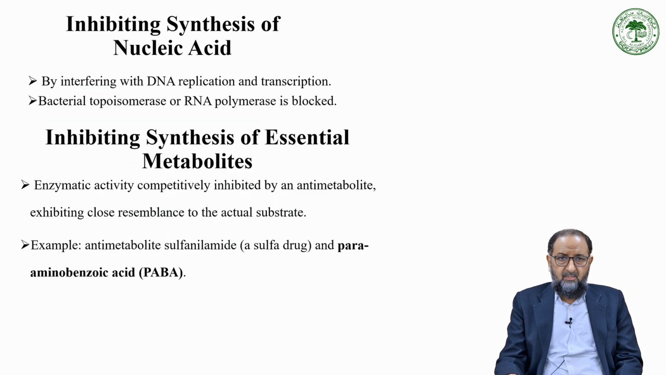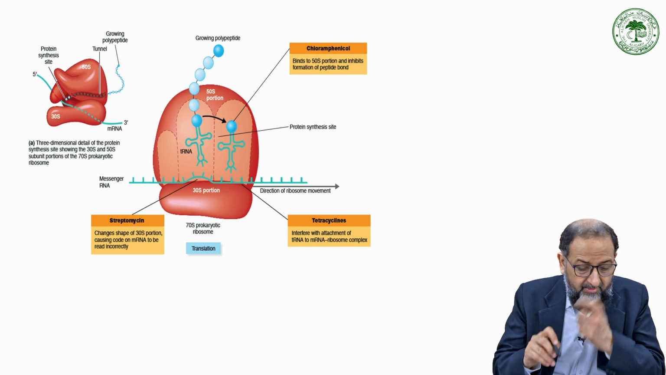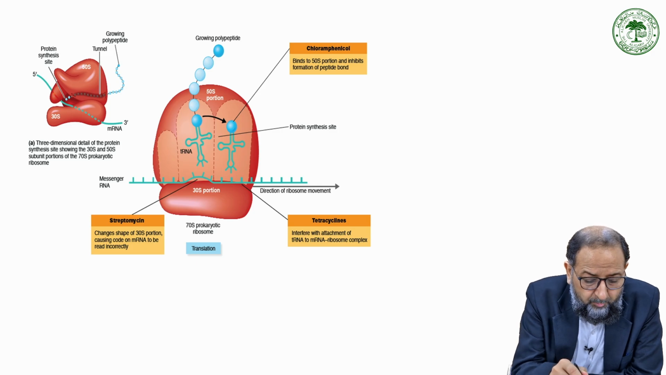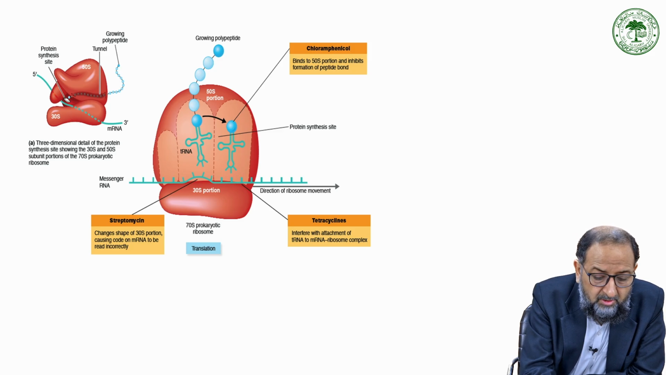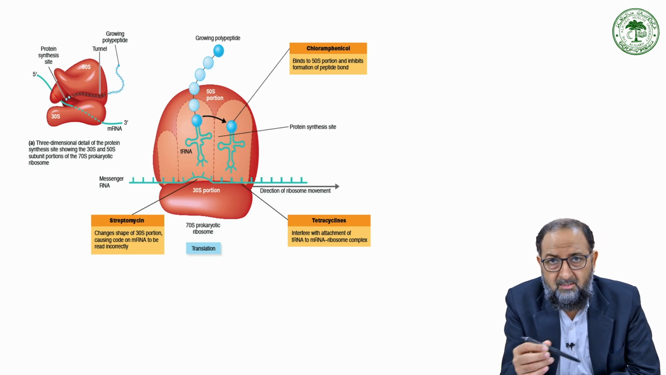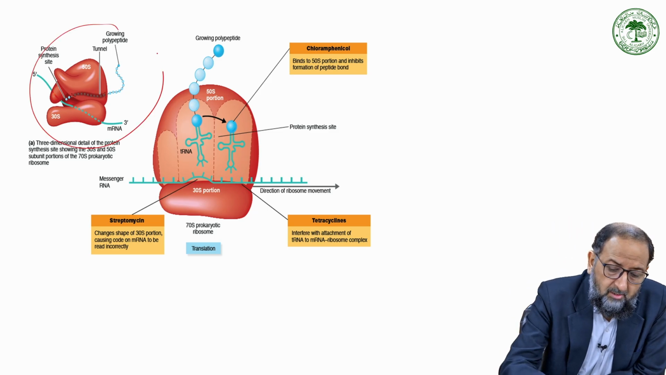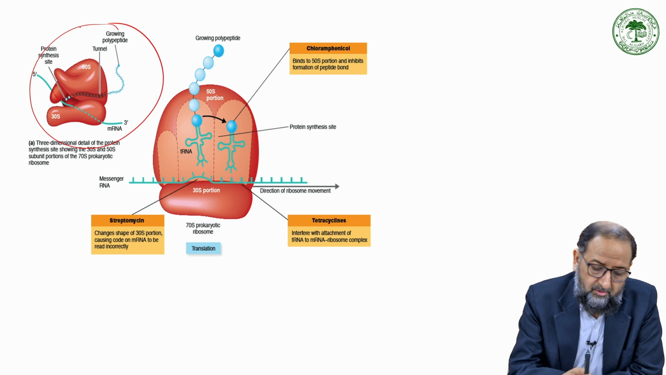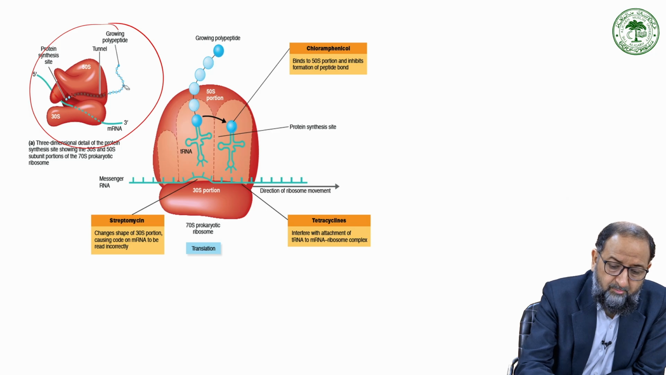Now, if you look at this figure, you will find the three-dimensional detail of the protein synthesis site, showing the 30S and 50S. So this is the 50S ribosome, this is the 30S ribosome, and this is how protein synthesis takes place. This is the 5' to 3' mRNA. In prokaryotes, as I told you earlier, transcription and translation are coupled processes, which is not the case in eukaryotes. So this is how mRNA synthesis takes place, as well as protein synthesis.